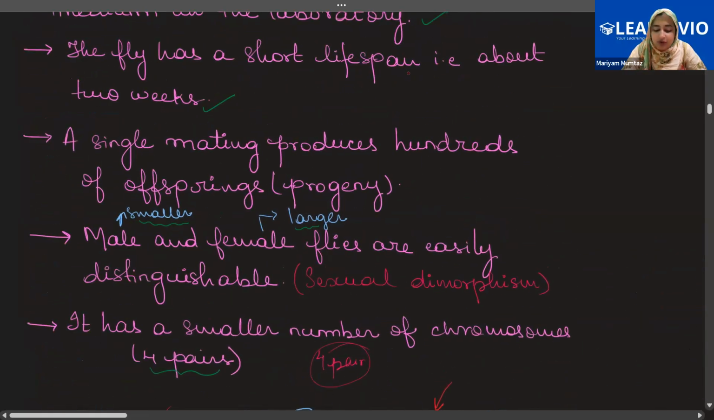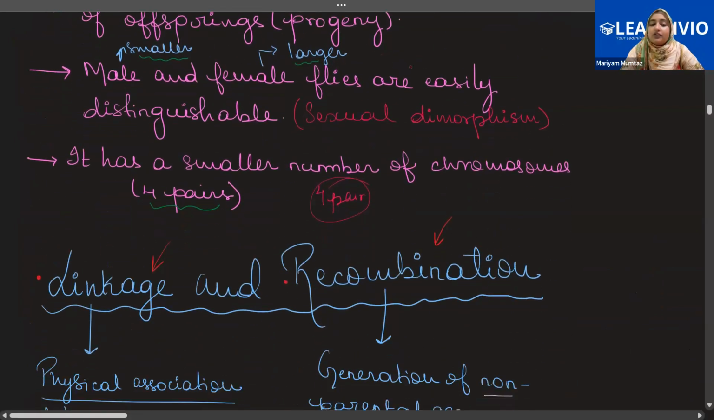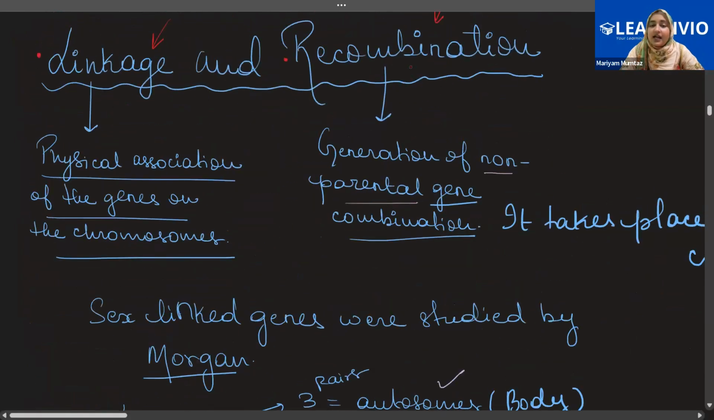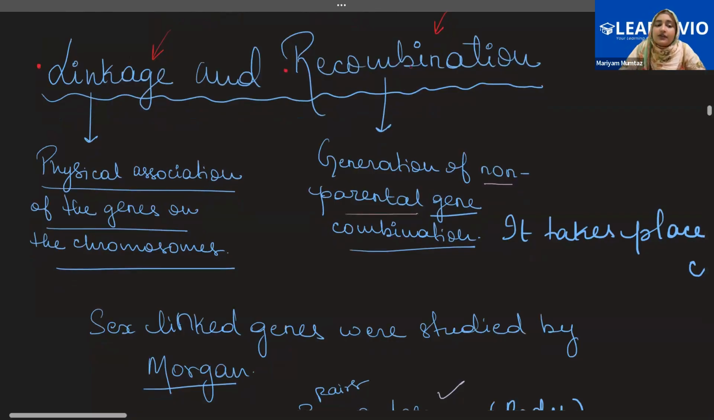Now, while T.H. Morgan was studying the chromosomal theory of inheritance, the experimental proof, he came across 2 more things, that is linkage and recombination. Linkage is the physical association of the genes on the chromosome, like how tightly the genes are present on the chromosome. If the genes are present very tightly, the recombination will be very, very less. What is recombination?